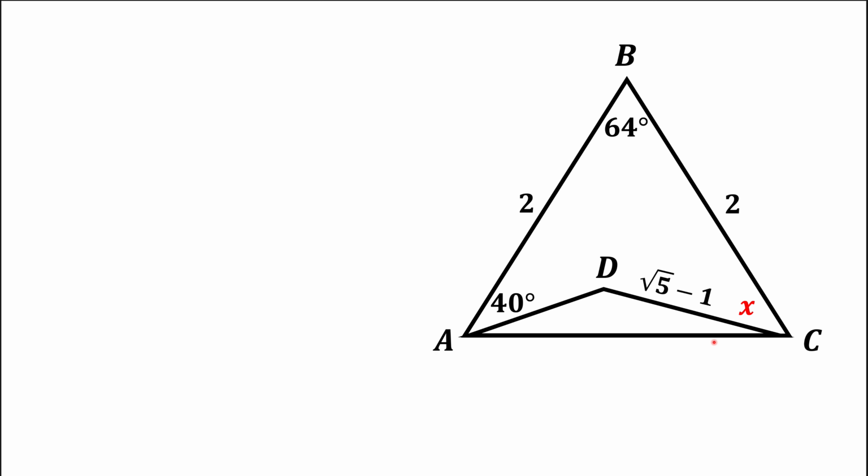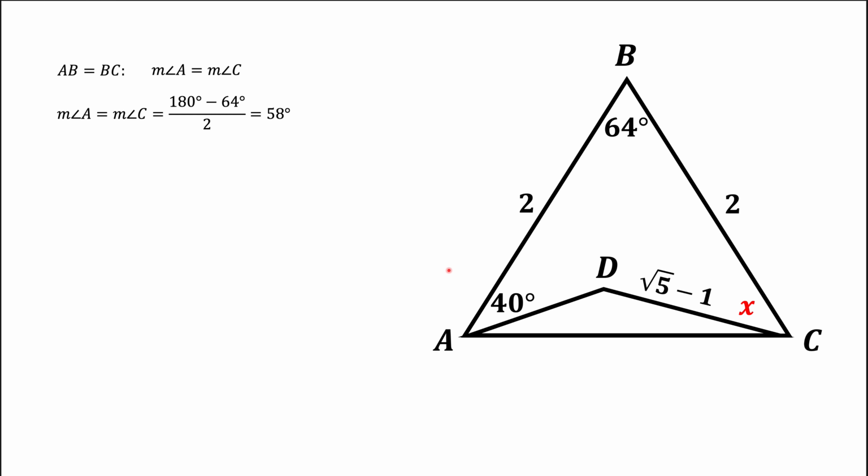So how are we going to go about it? Well, first of all, since AB equals BC, ABC is an isosceles triangle. And one of the properties of an isosceles triangle is that the angles at the base, in this case angle A and angle C, are congruent and equal in measure. Since we know that the sum of all angles in a triangle is 180 degrees, we can calculate the measures of angles A and C. That's going to be 180 minus the top angle B of 64 degrees, divided by 2, and we get 58 degrees.